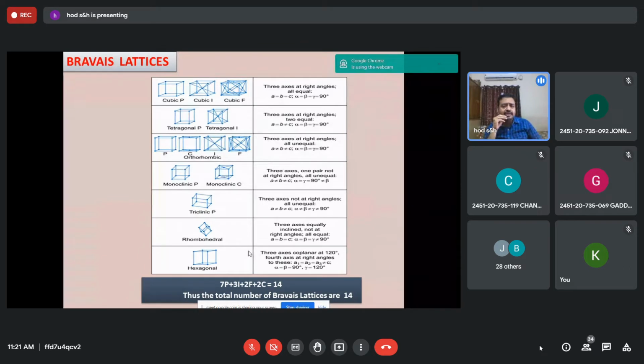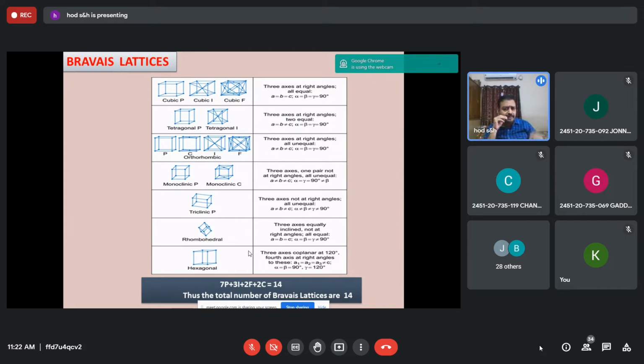If you get a question, then you write cubic, tetragonal, orthorhombic, like that. How many Bravais lattices are possible in a cubic crystal? Then you must write the condition: a equals b equals c, alpha equals beta equals gamma equals 90. And you need not draw each and every lattice, only simple structure you should draw, and also with examples.